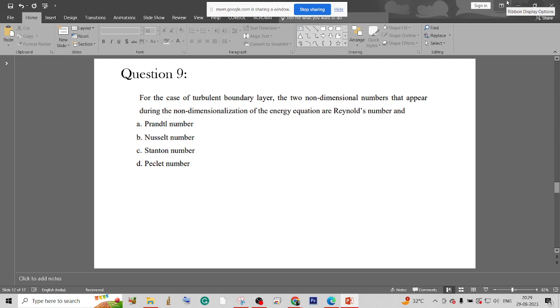The equation we already know, right? This is u ∂T/∂x plus v ∂T/∂y is equal to alpha ∂²T/∂y². Now you non-dimensionalize it in terms of dimensionless numbers. So you will write u in terms of u star, that is u upon u infinity, T in terms of (T minus T infinity) upon (Ts minus T infinity), where Ts is the surface temperature. And v also you will write in terms of v star, and x star and y star. X star will be x upon L, y star will be y upon L. Non-dimensionalize it. Okay?